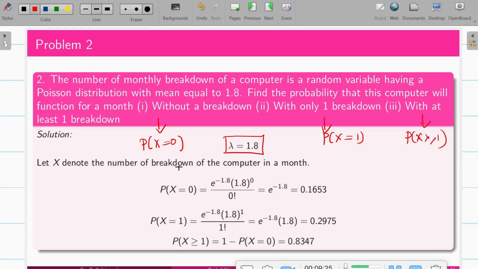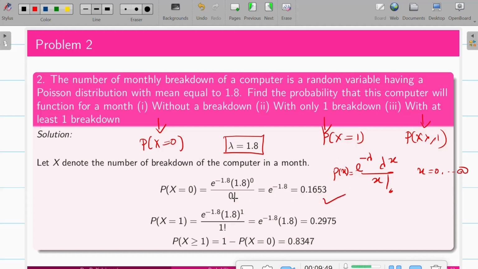Okay, so the probability of x equal to 0. I know the Poisson distribution probability is e power minus lambda, lambda power x upon x factorial, where x varies from 0 to infinity. So this is p of x, right? Make use of x equal to 0. Substitute the lambda value and 0, and you will find the probability of no breakdown.